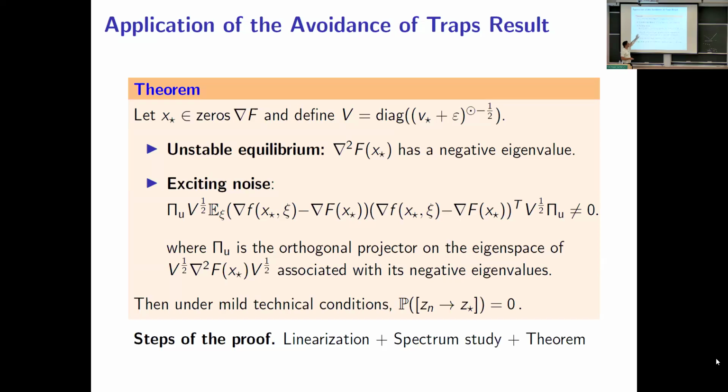And as I mentioned before, the key assumption is the exciting noise. So we want the variance of that noise, the covariance of the noise of the stochastic gradient, to be non-zero. So that's an assumption, but of course you can also inject noise to guarantee that this assumption is satisfied. So once you have this, then you just apply the theorem and you get that Xn will not be trapped in x star. That's the result.